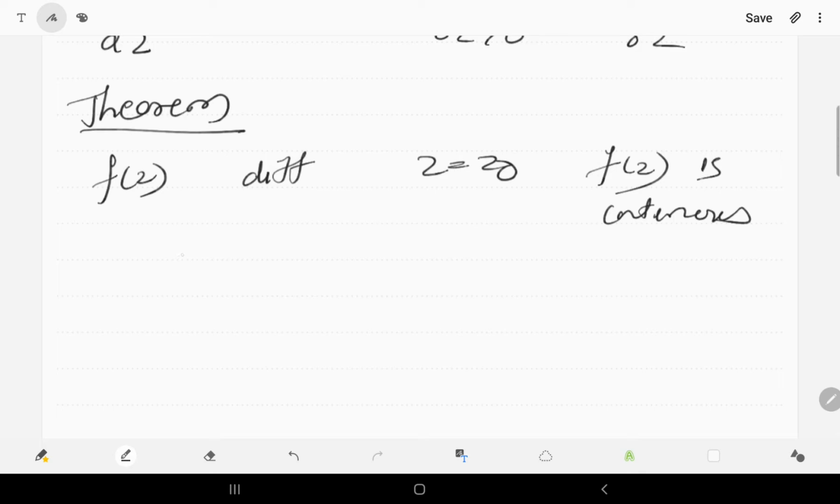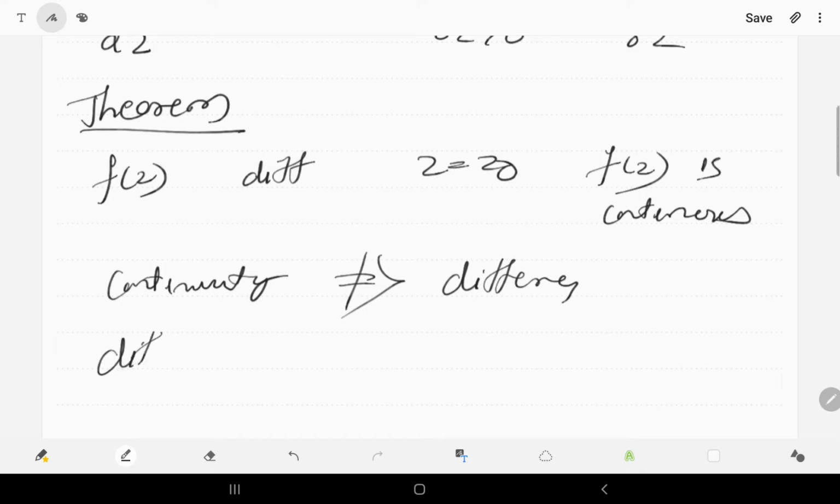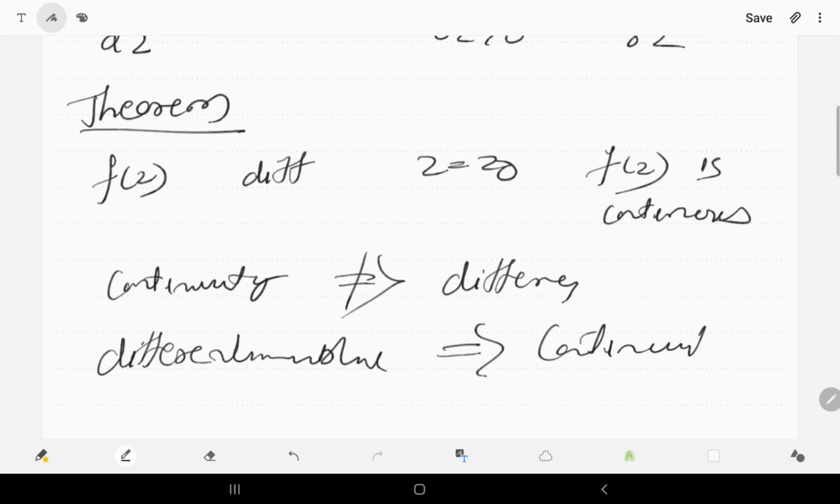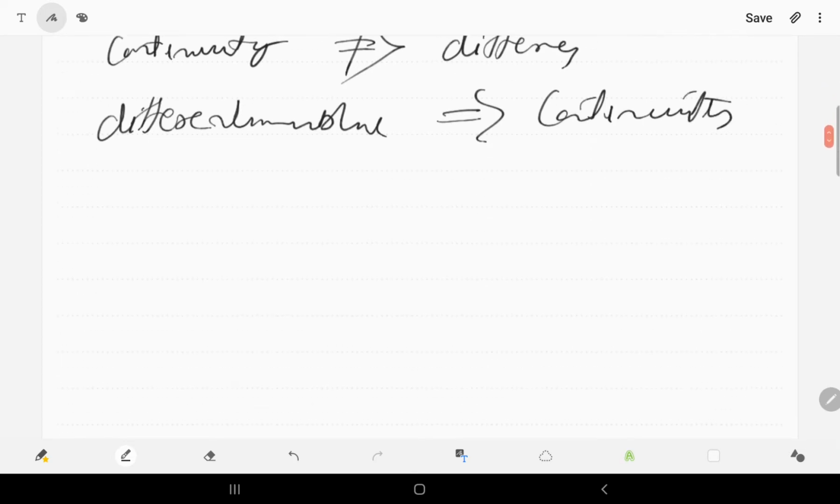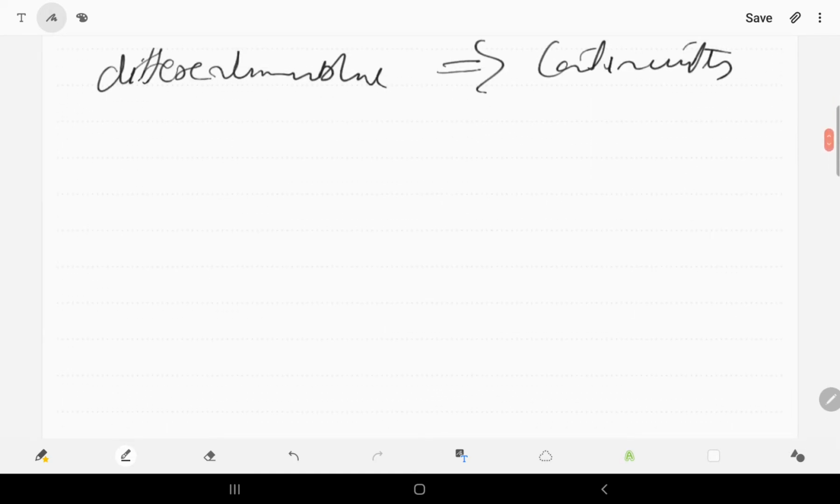That is, continuity is not necessarily differentiability, but differentiability implies continuity. So this is the theorem. Let us prove this theorem. Proof: if a function is differentiable, it is necessarily continuous. If a function is continuous, it is not necessarily differentiable.